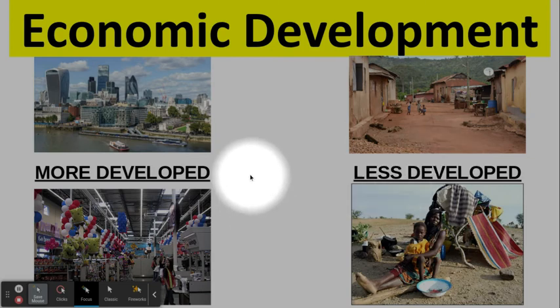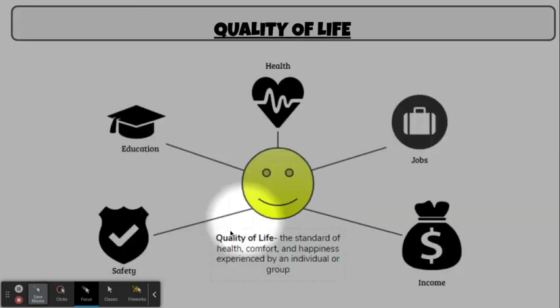And people's quality of life is going to be different based on the economic development of the country that they live in. Quality of life means the standard of health, comfort, and happiness experienced by an individual or group. In more developed countries, people's quality of life will be higher or better. In less developed countries, people's quality of life will be worse or poorer.